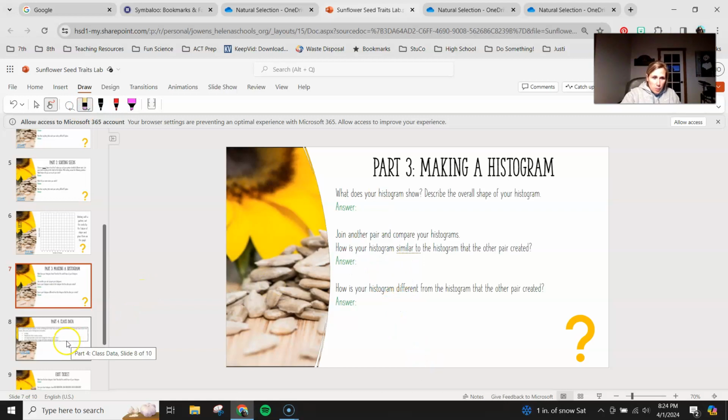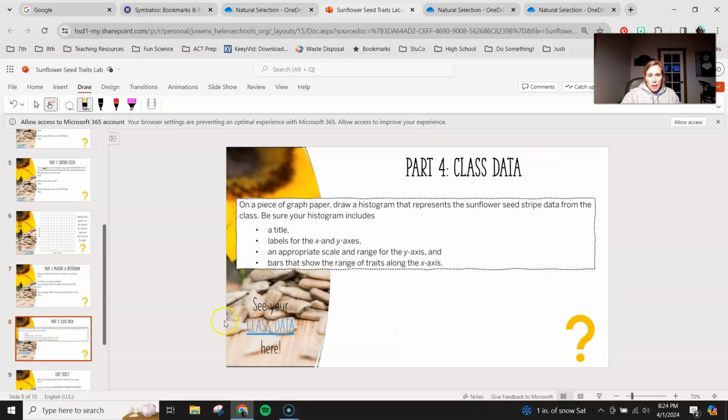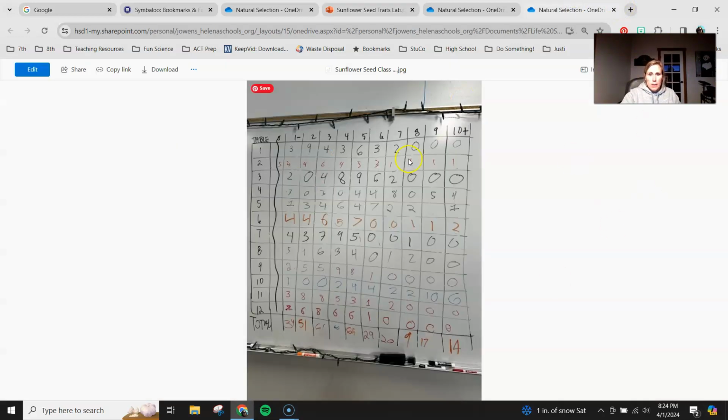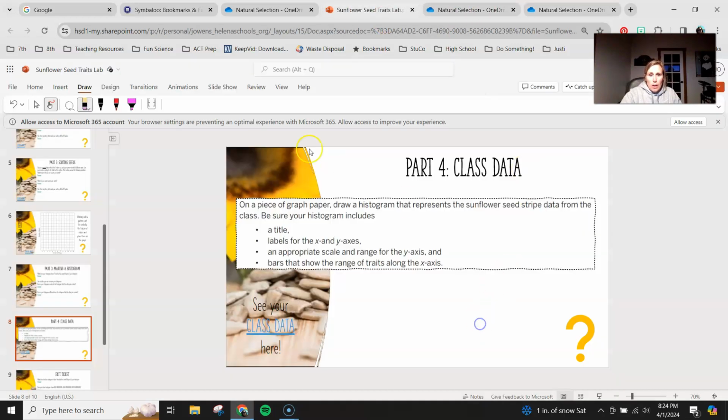And then moving on to part 4, you have class data. Again, you have another link here to open. It's going to give you the class data from 2nd period. Down at the bottom, the totals are what you need. If you have a hard time seeing them, this is 34, 51, 61, 60, 65, 29, 20, 9, 17, and 14. You can see that I did less than 1 here. I did 10 plus here. So there was more than that on your graph.